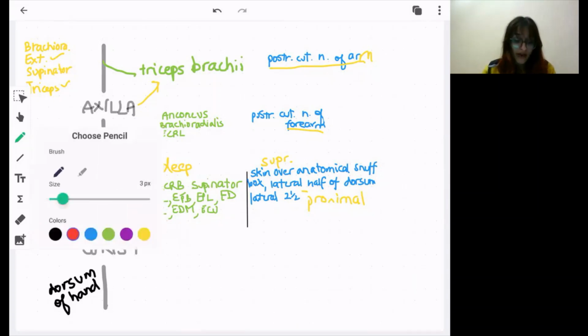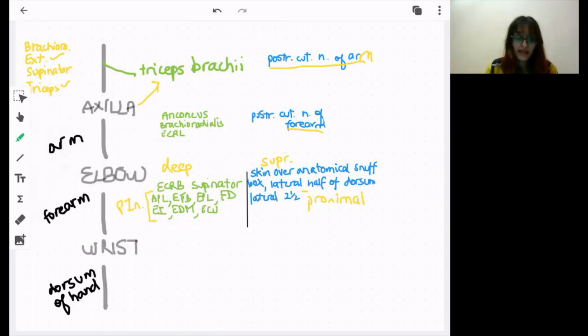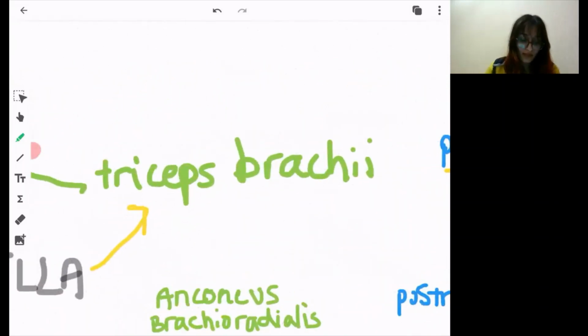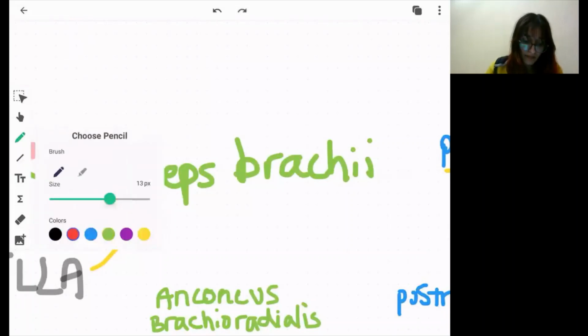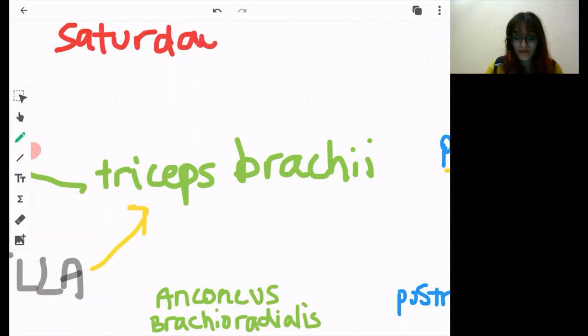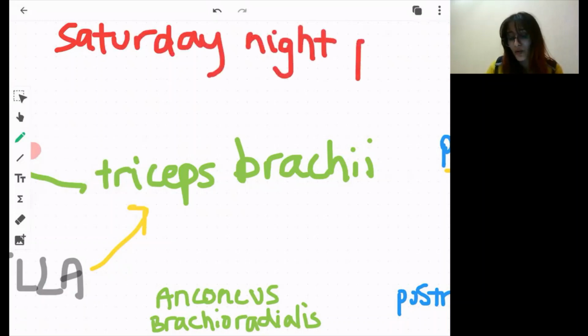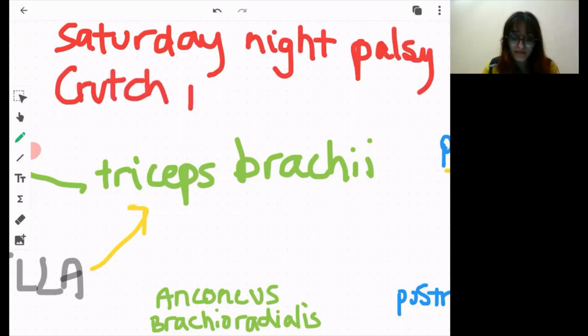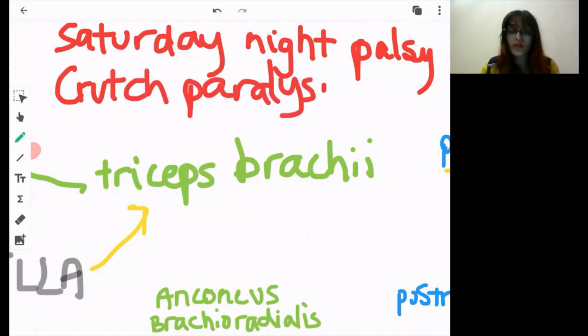Okay, so now if I ask you, if there is a problem in the axilla, for example in Saturday night palsy, however you want to call it, and also crutch paralysis. So what about these two?